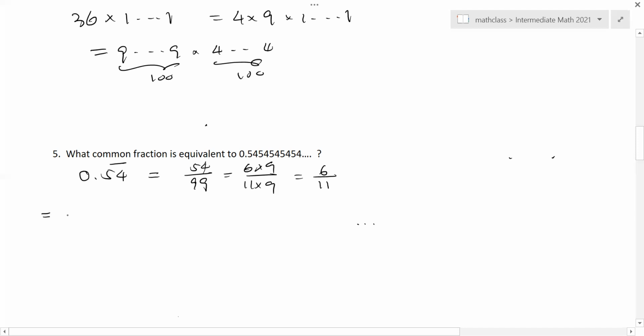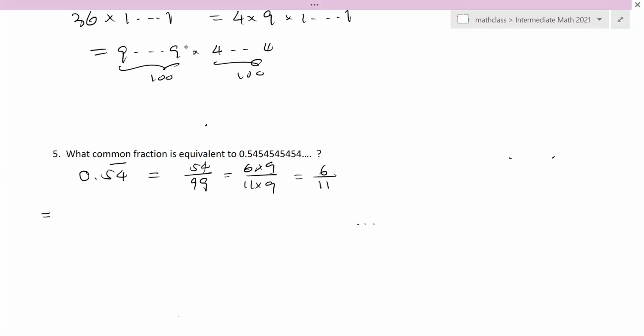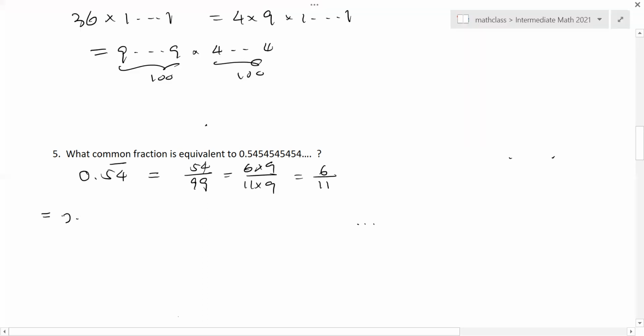You get 100 minus 1, which gets you 99. So actually what that is going to be is 54. You see this number can be written in the form 0.54 plus 0.0054 plus 0.000054 and keep it going, right?